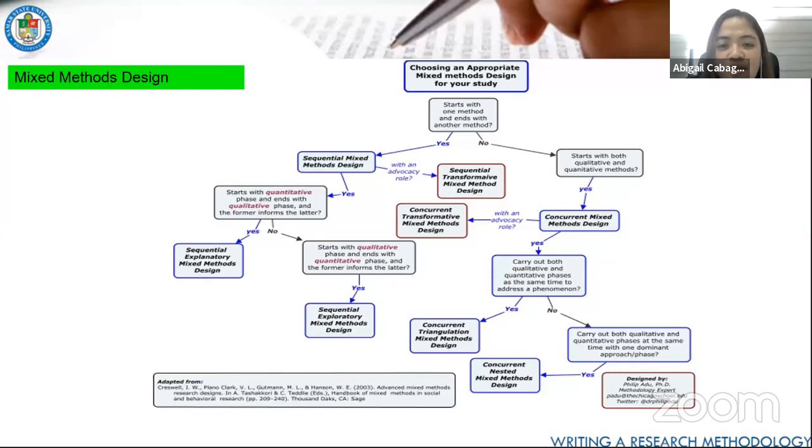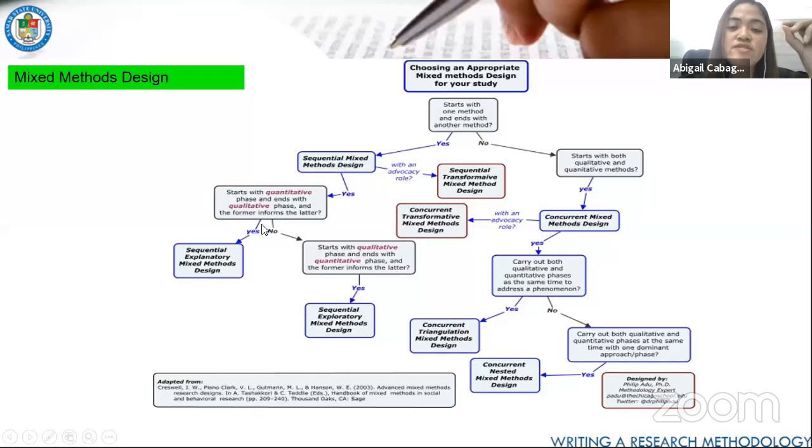Okay, if your study starts with one method and ends with another method, then you are using a sequential mixed method design. Sequential from quali to quanti or from quanti to quali. If you start with a quantitative phase and end with a qualitative phase, then that is what we call sequential explanatory mixed method design. Quanti to quali, sequential explanatory.